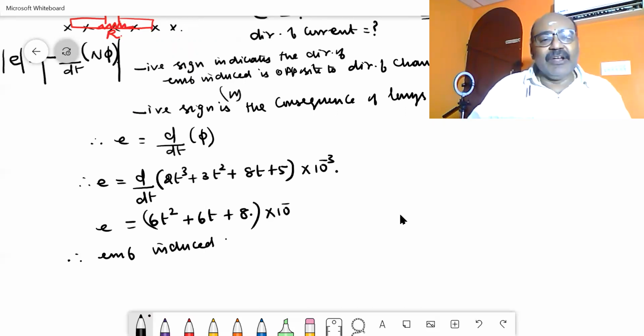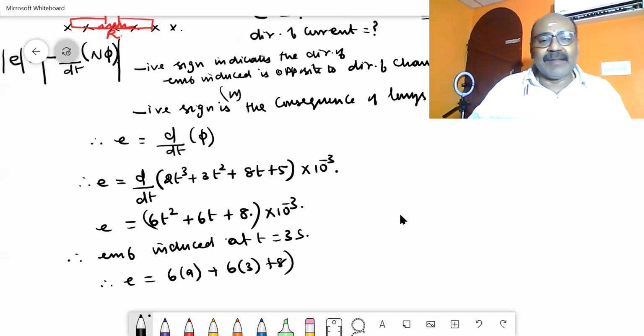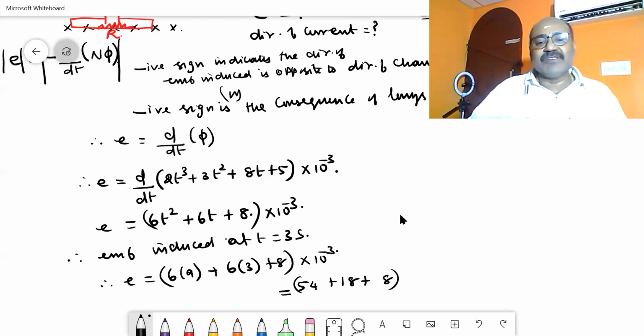So the EMF induced at t equal to 3 seconds: substitute for t in this equation. E equal to 6 into 9, since 3 square is 9, plus 6 into 3, plus 8, multiplied by 10 to the power of minus 3. Simplifying, 9 into 6 is 54, plus 6 into 3 is 18, plus 8, into 10 to the power of minus 3 volt.